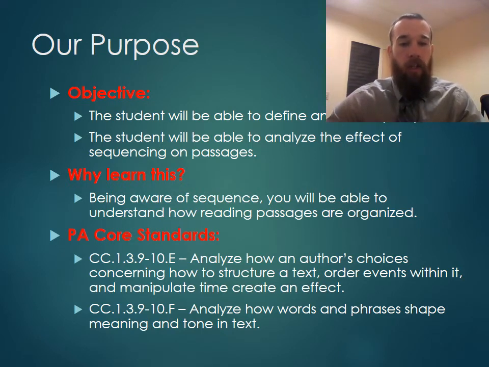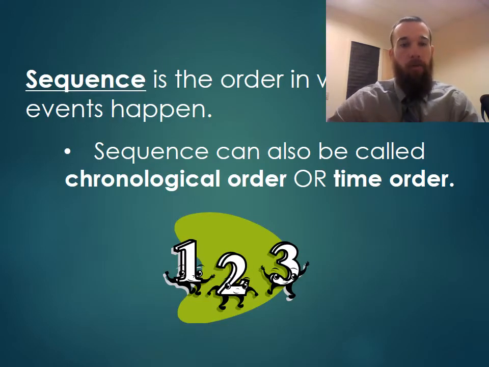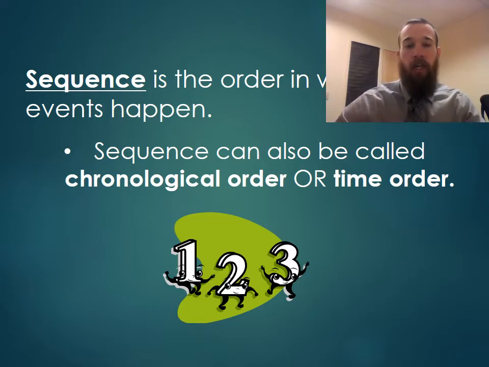So we're learning this so that we can understand how passages are organized, and then when passages differ from this, that we can see that difference happening and understand why the author is making these changes. So sequence is the order in which events happen. The two other names for sequence, you can call it chronological or time order.